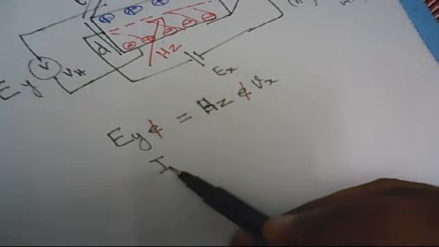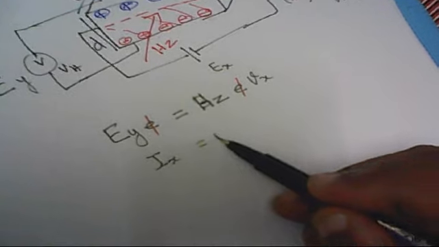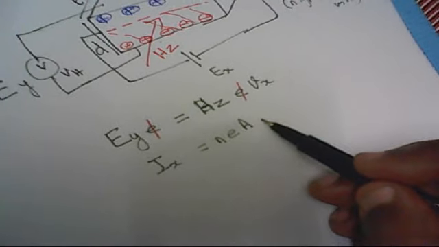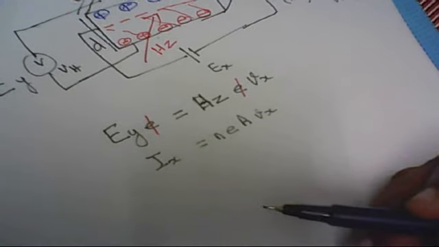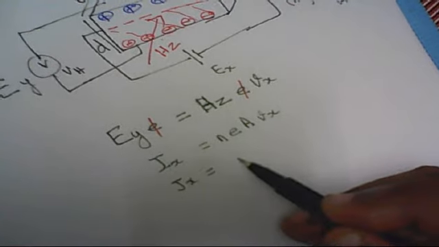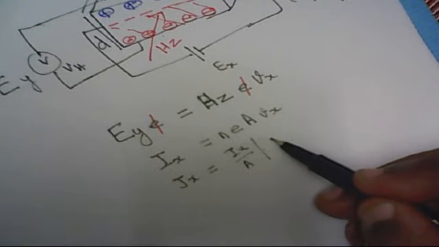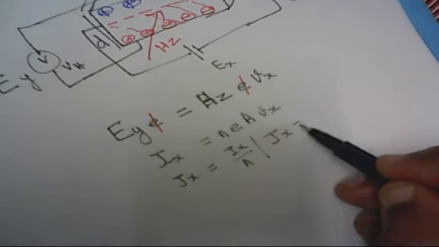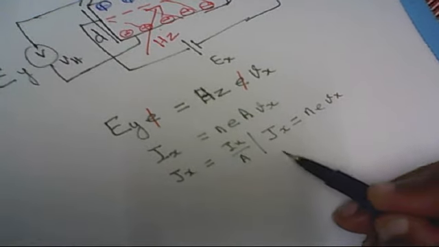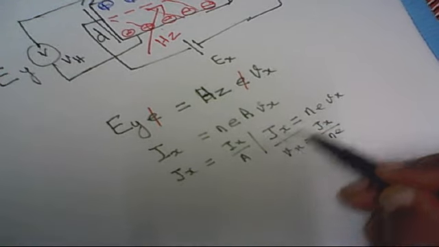The current in the sample can be given as the carrier concentration N, the charge e, the area of cross section, and the velocity of the charge carriers. The current density is equal to current by area of cross section. Therefore, we can write Jx is equal to Ne Vx, and we can write Vx is equal to Jx by Ne. So there we have an expression.